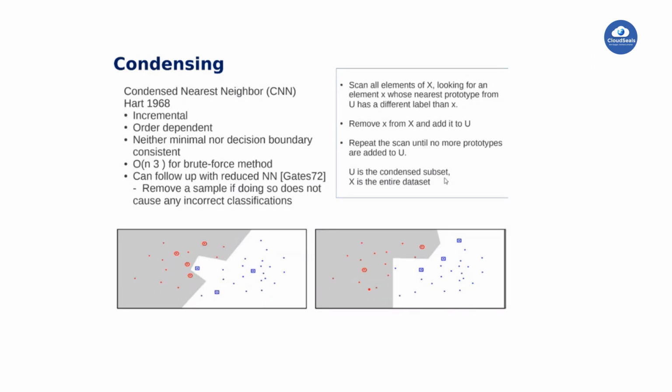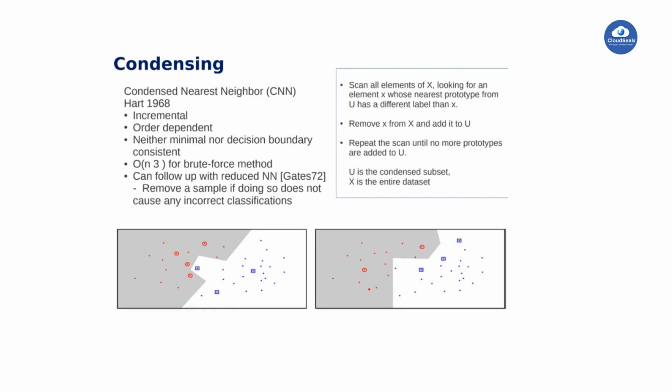Whenever a new data point comes, if you are not able to identify it by using these, you will check whether it belongs to this one or this one. If you are not able to predict correctly, at that time by using this condensed data set, we try to identify whether it belongs to the red class or the blue class. Got it?